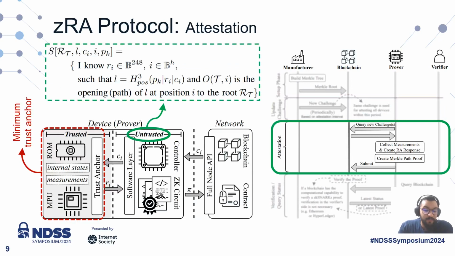During the attestation phase, the device simply proves knowledge of a certain response, that is R_i, that when concatenated with its own public key and the latest global challenge C_i, results in an opening to a commitment that belongs to the published Merkle root. Just note that this proof is generated by the untrusted part of the device, so we don't need any trusted execution environment for generating this proof. And these proofs can actually be outsourced to even untrusted devices.